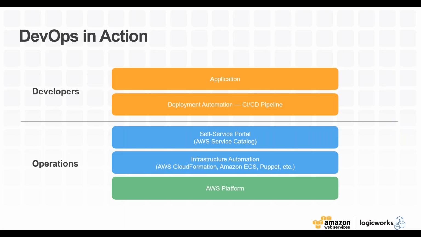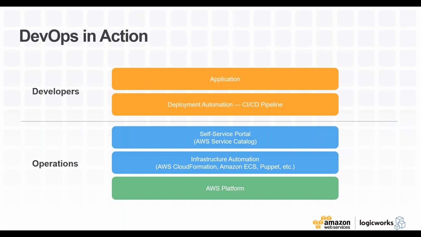So let's take a look at what this might look like. A layered cake diagram here. Any organization that is fully entrenched in DevOps has a stack that may look something like this. You see that the AWS platform is at the bottom in green, which is really the foundation for everything that we do here. In the next layer, you have infrastructure automation.